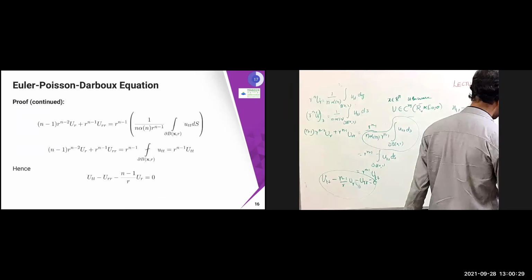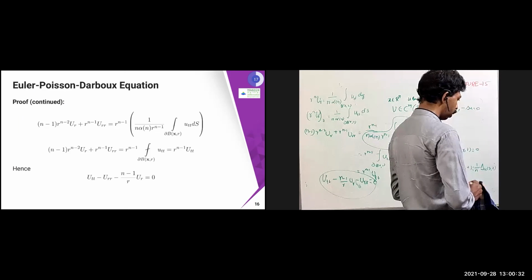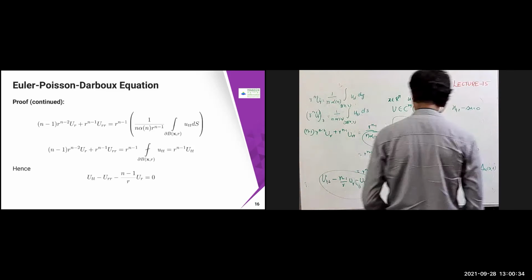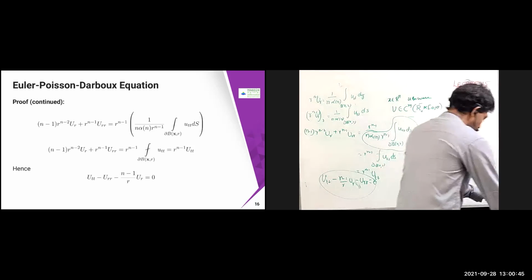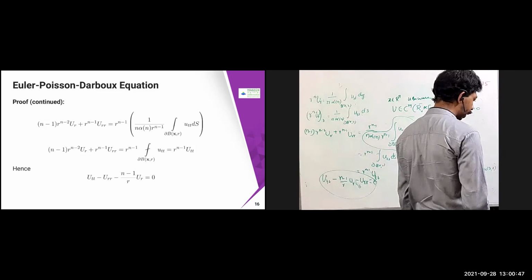It's done already. In order to obtain this one, we spent a lot of time today. We started from spherical means and then we obtained this one. Now this problem you can solve simply. That part also I'll highlight and then leave the class.